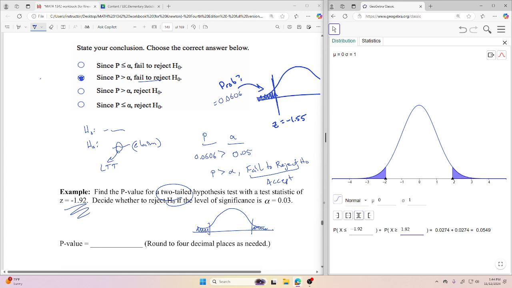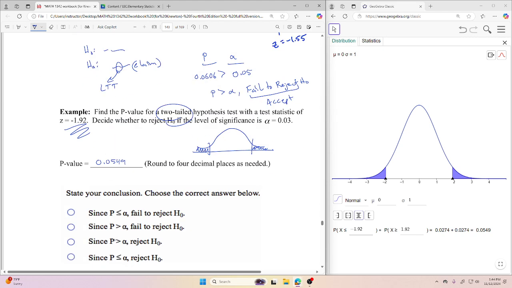And so if I'm looking for both, the p-value here is now 0.0549. There you go. Awesome. And again, I have my p, I have my alpha, and I'm comparing them. Chomp chomp the bigger one. Which one? Yep, p is greater than alpha. And therefore I'm going to fail to reject. Very good.